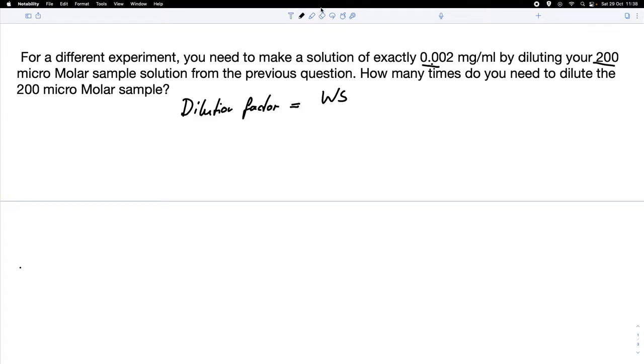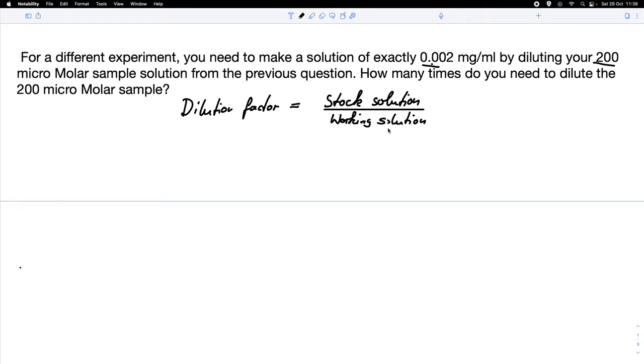I should probably do it the other way around, by taking our stock solution. Let's do it this way around: stock solution, because then we get a larger number. Stock solution divided by the concentration of the working solution. So that would give us our dilution factor.